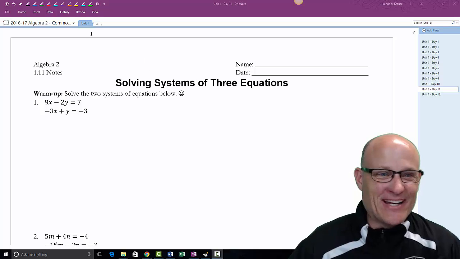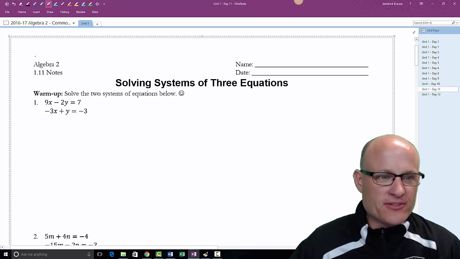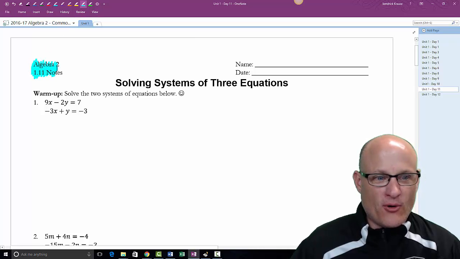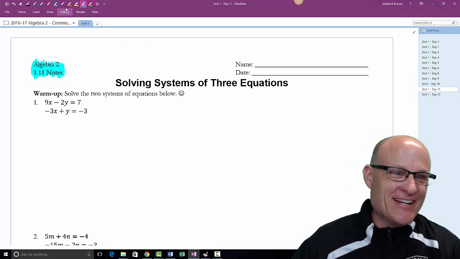Wow, this has been a great day. Okay, it's 11:15 at nighttime and still working, but that's okay. We're doing 1.11 notes. We're getting close to the end.